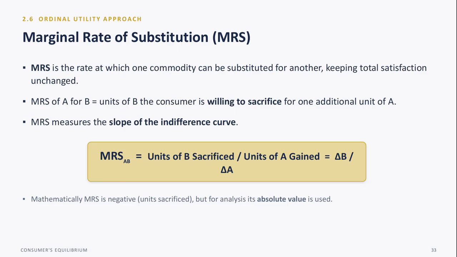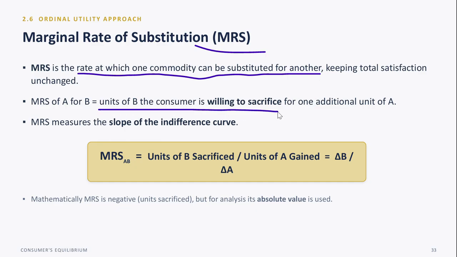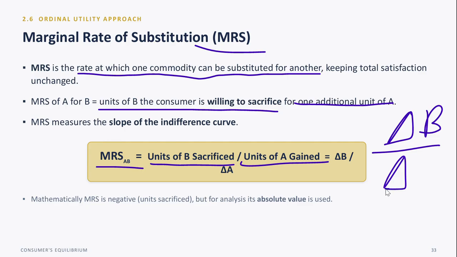Now let us talk about what is marginal rate of substitution, which is MRS. MRS is the rate at which one commodity can be substituted for another, keeping the total satisfaction unchanged. MRS of A for B is equal to units of B the consumer is willing to sacrifice for an additional unit of A. So let us move to that schedule. First, let us see the formula. So can you see MRS AB? Units of B sacrificed divided by units of A gained, that is delta B upon delta A.